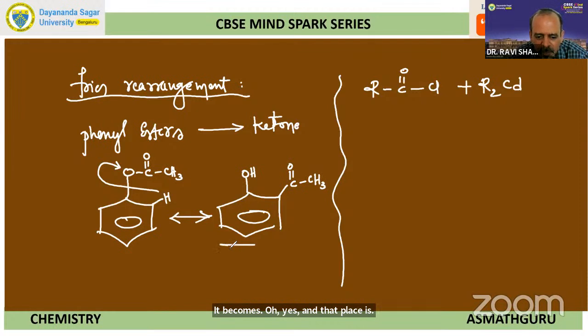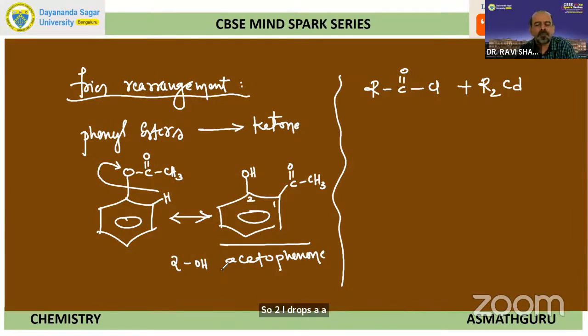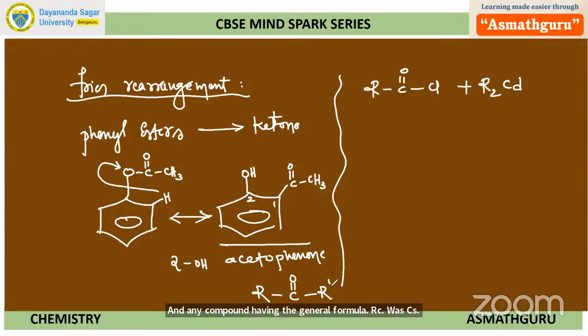And this is nothing but what? Acetophenone. Acetophenone, where at the second carbon atom we are having an OH. So 2-hydroxy acetophenone. And any compound having a general formula RCOCH3, RCOR is called as what? Ketone.